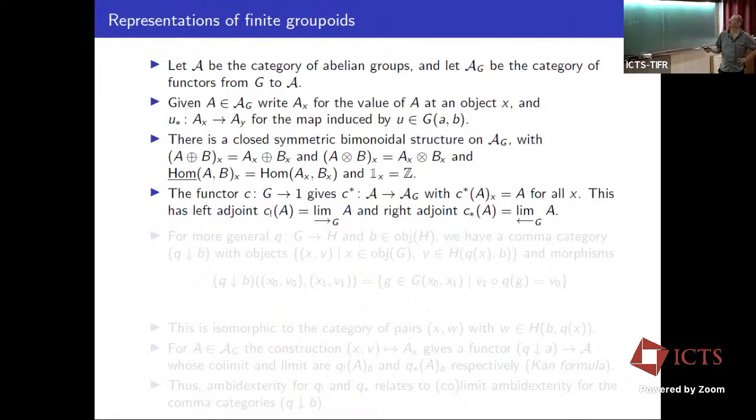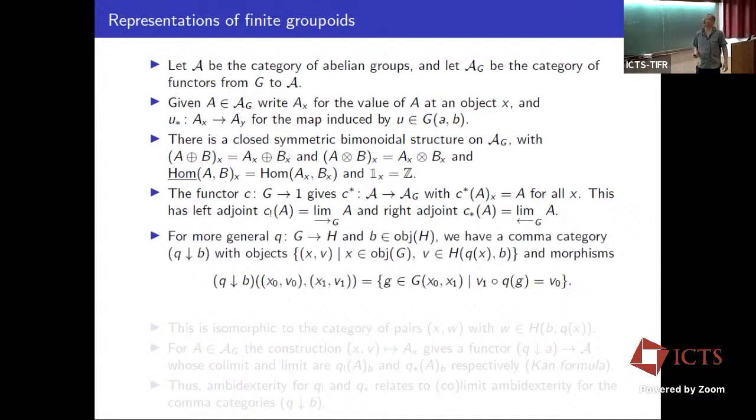And so we've got the unique functor from G to the terminal category. C upper star is the functor that just sends an abelian group to the corresponding constant functor. The left adjoint sends one of these A's to its colimit, and the right adjoint sends one of these A's to its limit. So as I said, for a general functor Q, the left and right adjoints can be described by the so-called Kan formula as colimits over auxiliary categories.